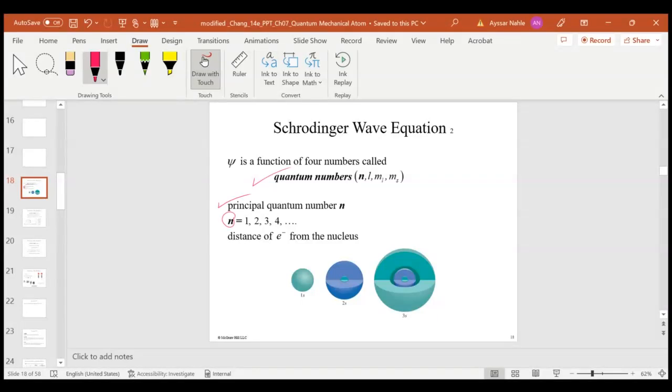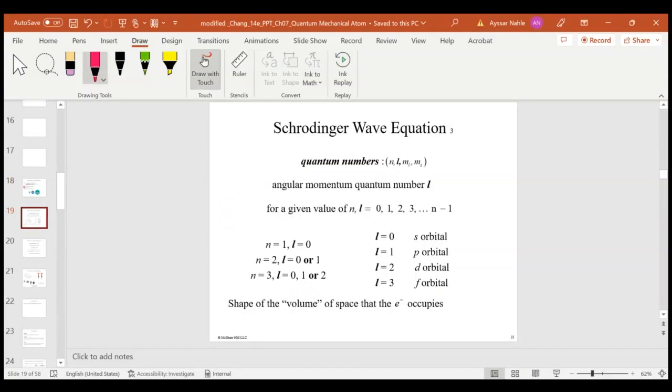We call it the principal quantum number, and we give it the symbol n, and that's the floor number, if you remember. Now, this is the distance of the electron from the nucleus. The 4 quantum numbers are n, l, ml, and ms. These are the 4 quantum numbers.